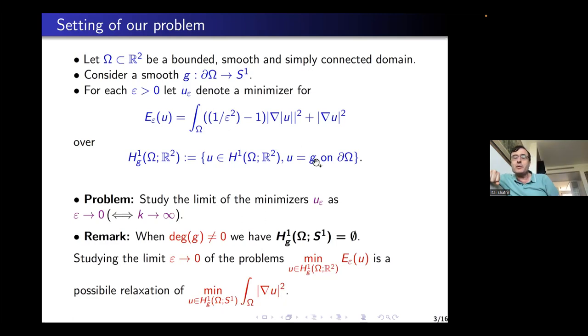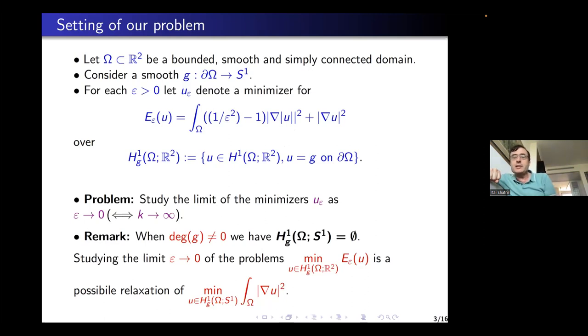But since the boundary condition g has modulus one, the constant modulus we expect to find in the limit is one also. So we find in the limit, as we expect, S1-valued maps, but surely with singularities when the degree is non-zero, because of what I just said.